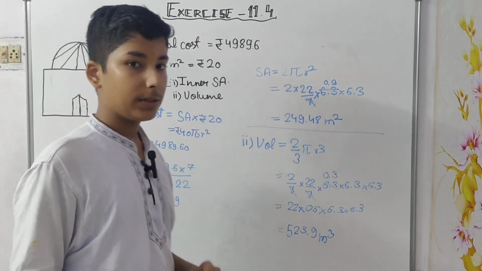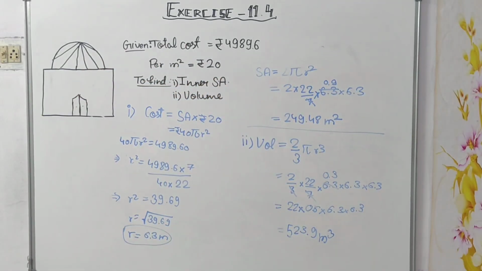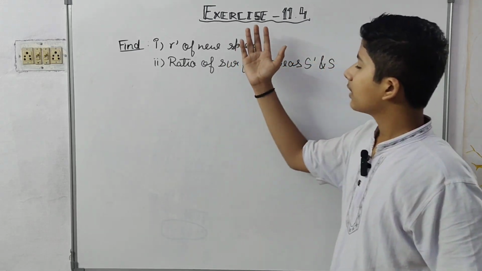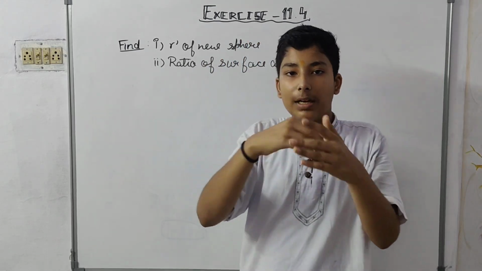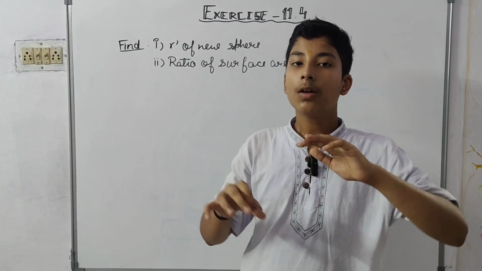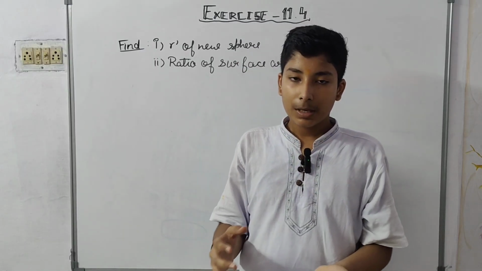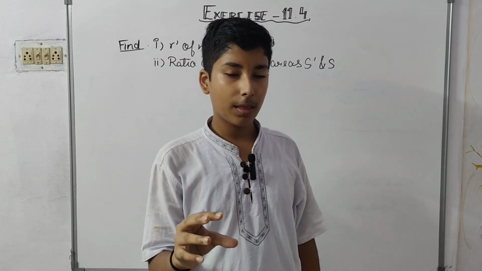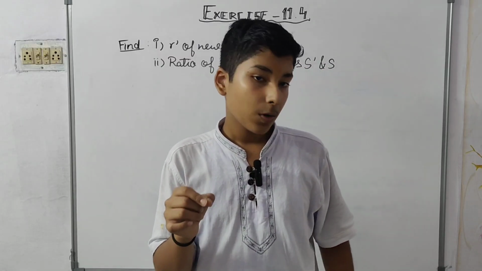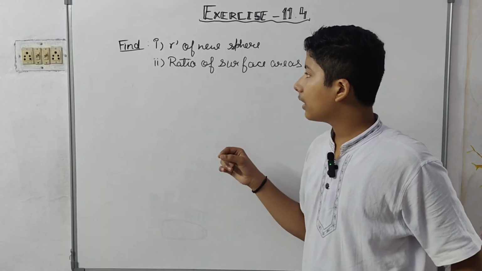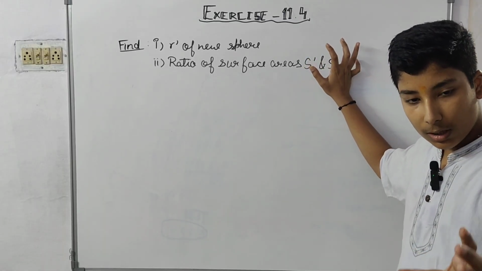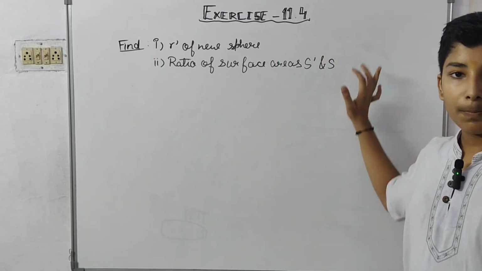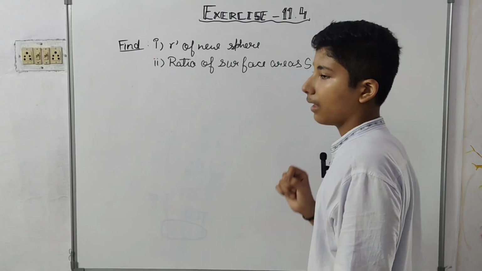Now we will continue with the next question. It is given that there are 27 spherical balls. They are melted and then one sphere is formed. Like 27 spheres are melted and one sphere is formed. For the new sphere which is formed, its surface area is S dash, and the surface area of the previous one is S.